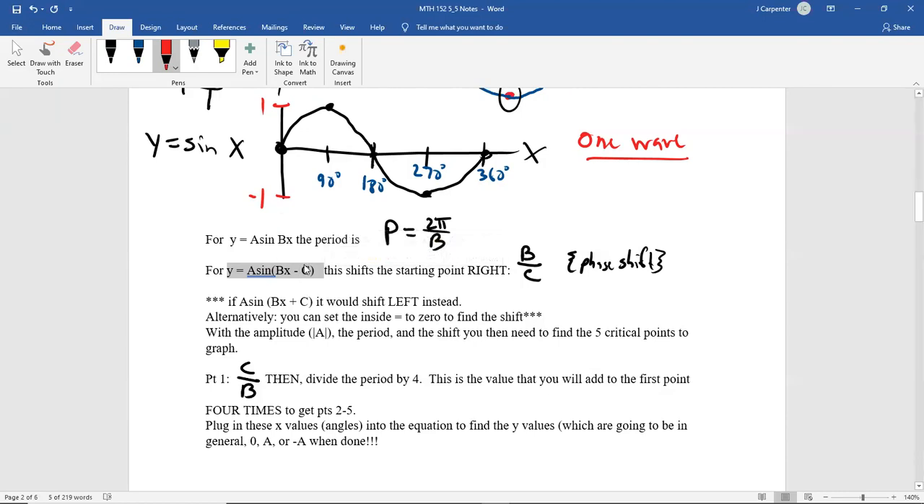And then C is what causes a shift. Remember that your shifts are backwards. I did give you the 2 different ways you could find that shift. Use whichever one you prefer. And the shift also gives you your very first point. To find the second through fifth points, you take the period and divide it by 4. So the 4 things you need are A, B, C, and then to divide the period by 4.